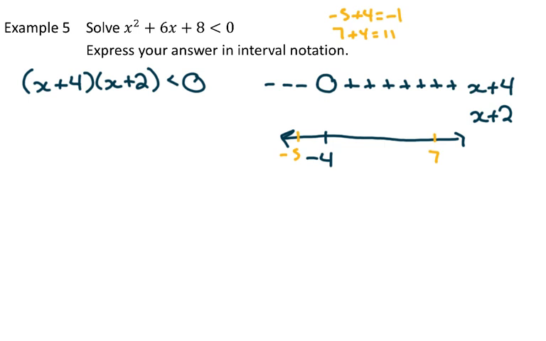Repeat the process with x plus 2. What number would you substitute in for x to turn that into 0? Well, that would be negative 2. Pick a number on the left. I've already got negative 5 in yellow. I'm just going to keep going with it. Put negative 5 into x plus 2. You get negative 5 plus 2, which is negative 3. And any number to the left of negative 2 would have been a negative, just like that one was.